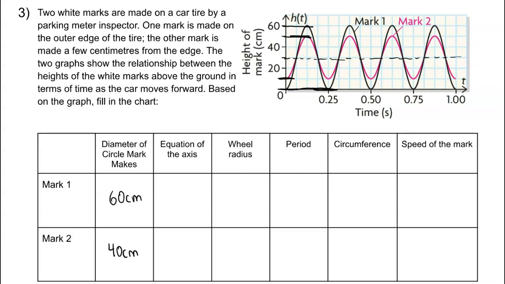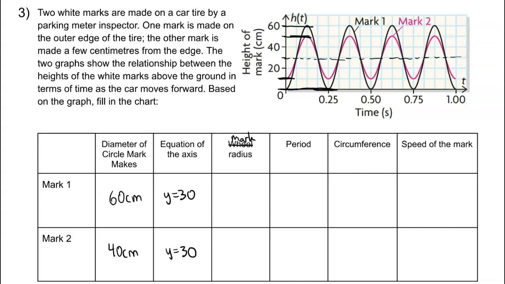Now the equation of the axis is the same for both of those. It's the center of the wheel. That's going to be at a height of 30 centimeters, because the outer edge is going to go up to 60 and all the way down to 0, 30 above and 30 below that. So that's going to be the same for both of those marks because that's the middle of the wheel.